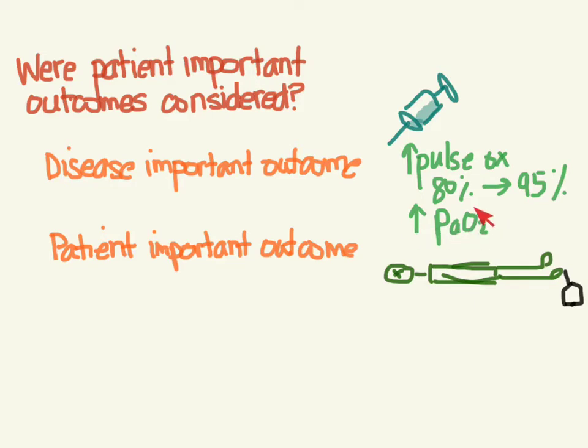Do they care that their PaO2 went up? Do they even know what that is? Do they care that their pulse ox went up? They don't know what that is either. Do they know what it means to be dead? Yes, they do. So patient-important outcomes are things that are literally important to the patient. Will they be able to breathe? Will they feel better? Will they be able to go home? Will they be able to function normally?